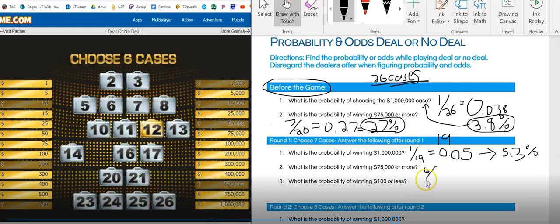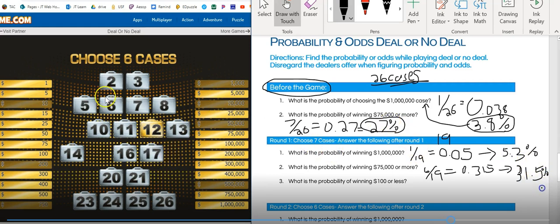So if you guys can count, originally we had 7 cases that hold $75,000 or more, but I chose $500,000, so that means I'm now at 6 cases with a total of 19 of them. So now I'm going to take 6 divided by 19. I'm going to get 0.315, which comes out to be 31.5%. So that means I have a 31.5% chance of getting $75,000 or more in my case. That is number 12. So you can see my chance going up.